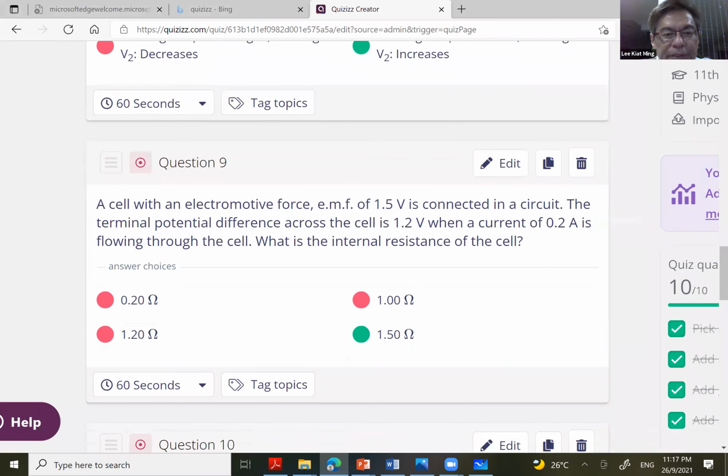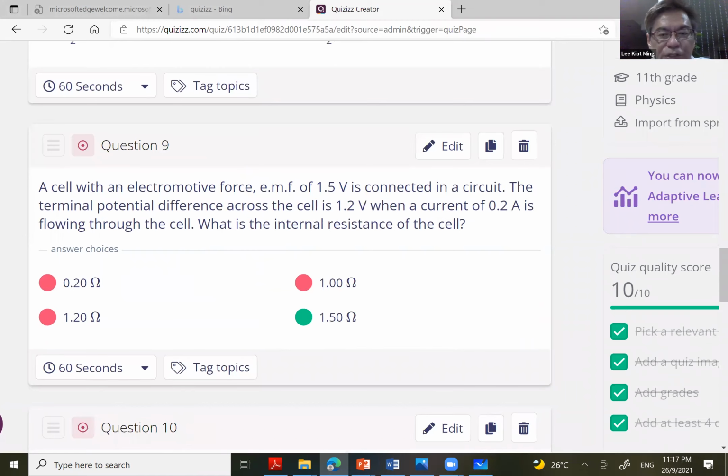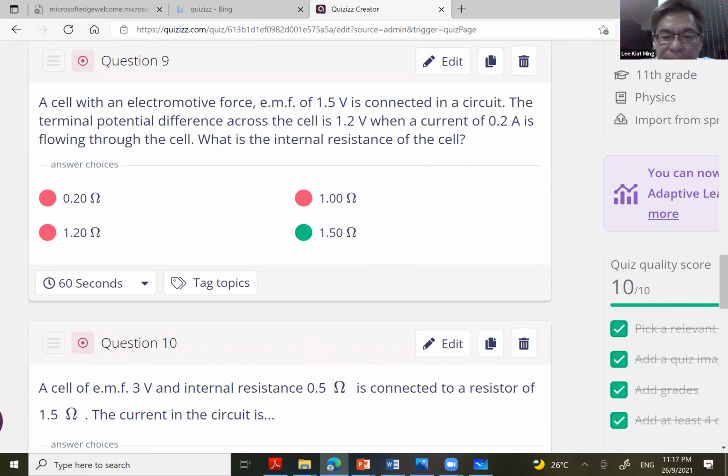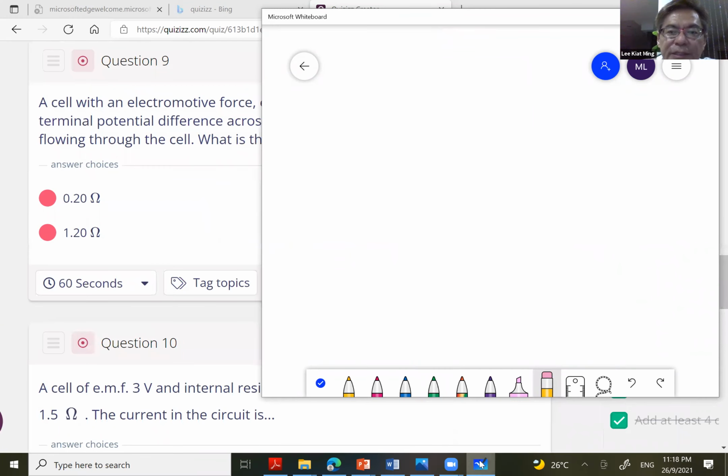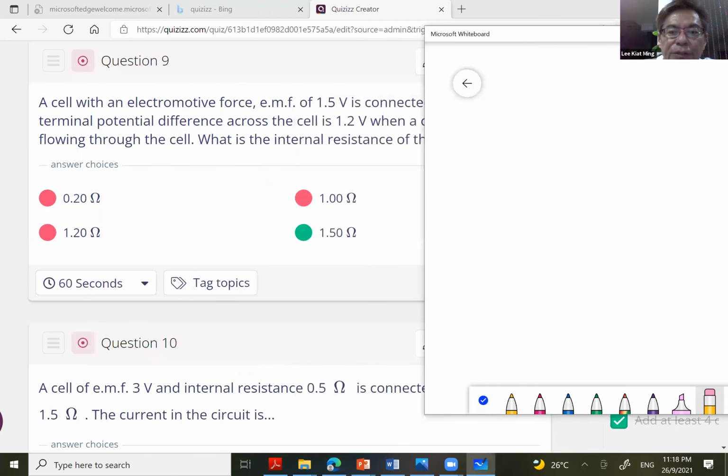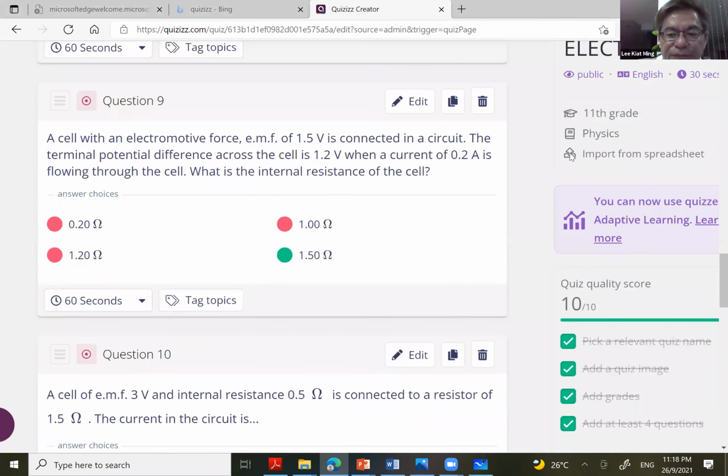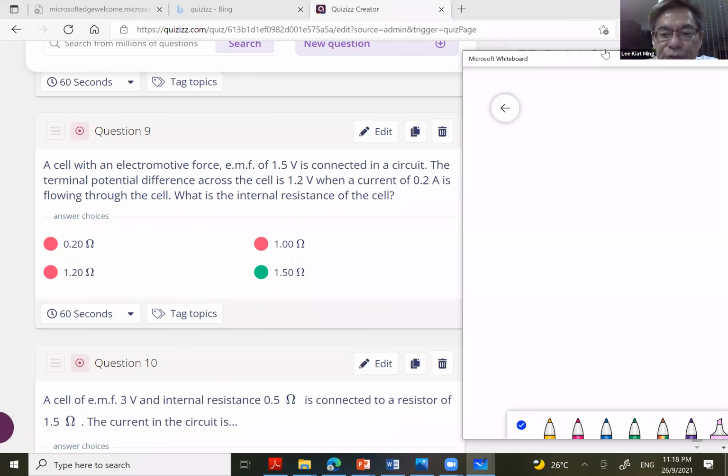This is talking about the terminal potential difference and what is the internal resistance. So you can apply the formula that you have learned earlier on, V equals electromotive force minus I R. Do you notice that there are two readings of potential difference in unit volt? The bigger value will be the electromotive force, which is 1.5, and the other one will be the potential difference, 1.2. It has always been like that.